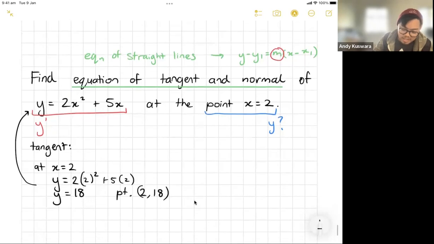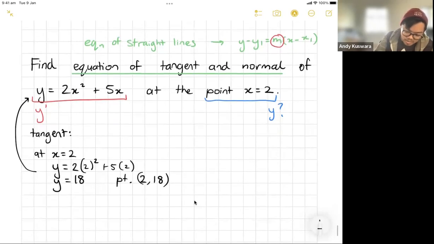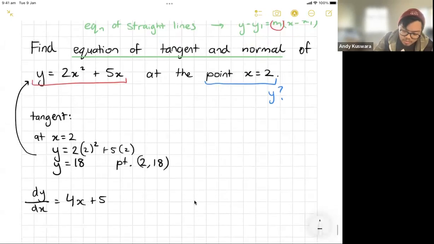So I'm almost there. I just now need a gradient. The way that I do my gradient is dy/dx. So if I use my dy/dx, that becomes the differentiation of this. Hopefully you're familiar. 2x squared will turn into 4x because the 2 will come down to the front, 2 times 2 is 4. And then that 5x will just become a 5. So there's your dy/dx.